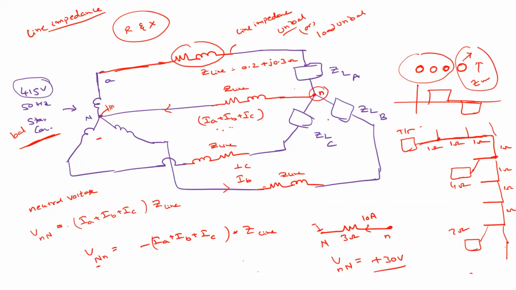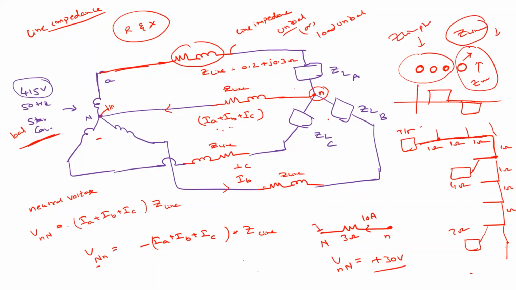Why? If the thickness is high, what will happen to the resistance? Will it increase or decrease? Decrease, sir. Right, it will decrease. So in that case, the neutral Z line, or Z neutral, may be slightly reduced or slightly less than the Z line for these phases.